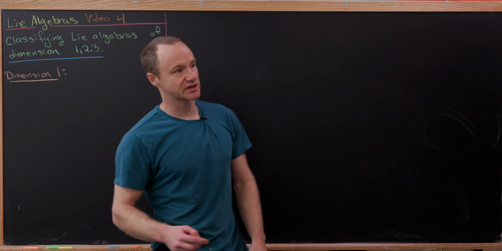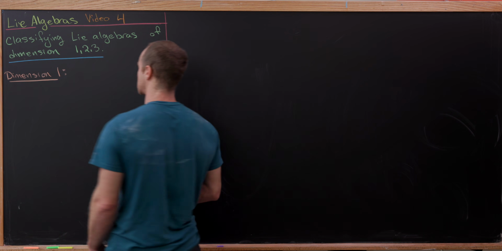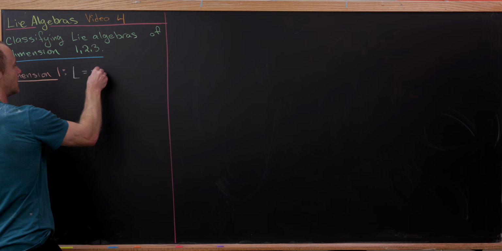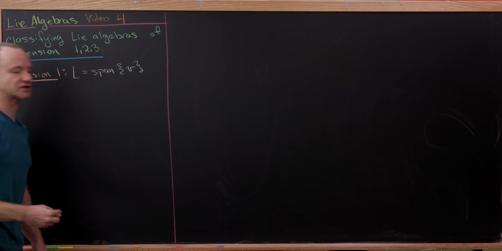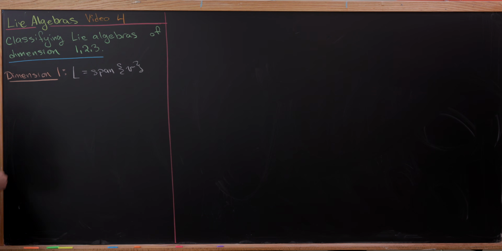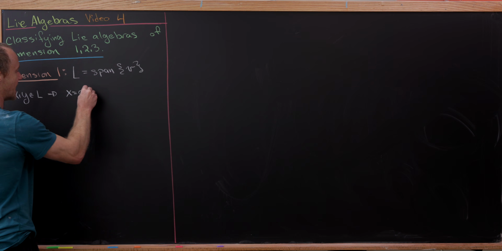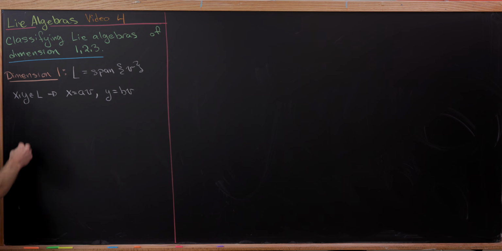And this is actually pretty fast. That's because there's only one isomorphism class. So if we've got a Lie algebra of dimension 1, then L is spanned by a single vector. I'll call that vector v. But then if we take x and y inside of L, that means that x is equal to a times v and y is equal to b times v.